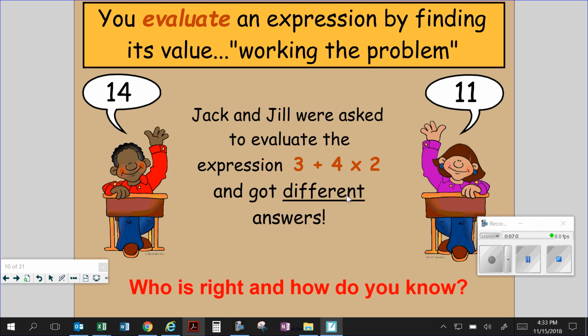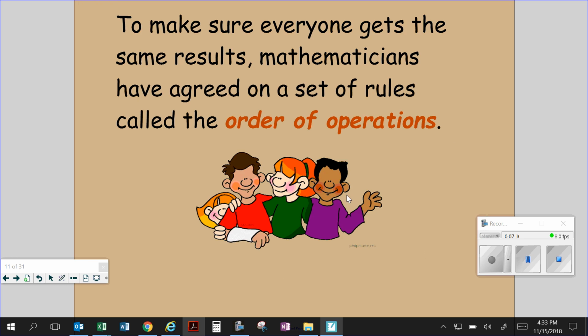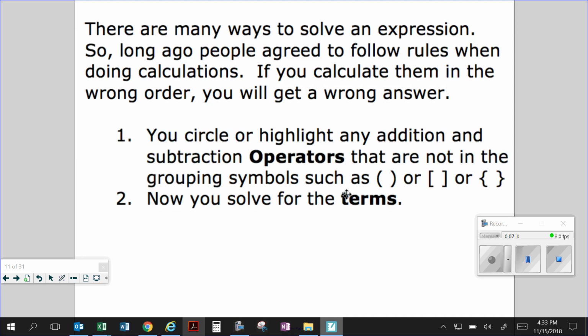Welcome back. To make sure everyone gets the same results, mathematicians have agreed on a set of rules called the order of operations. Last year, you learned something called PEMDAS. We do not use PEMDAS at all. It's like, please excuse my dear aunt, that's so elementary school, that's a trick. The only thing I would like to say about PEMDAS is that it's parentheses, then exponents, then multiplication, division, and adding, subtracting. The last step in PEMDAS, or order of operations, is addition and subtraction. That's very important for the way we do order of operations at our school.